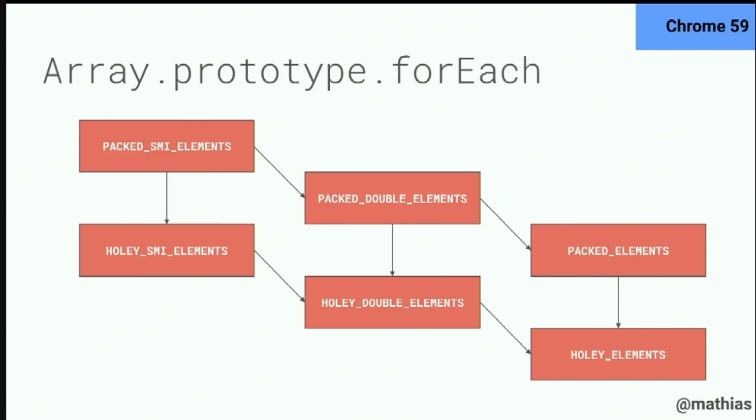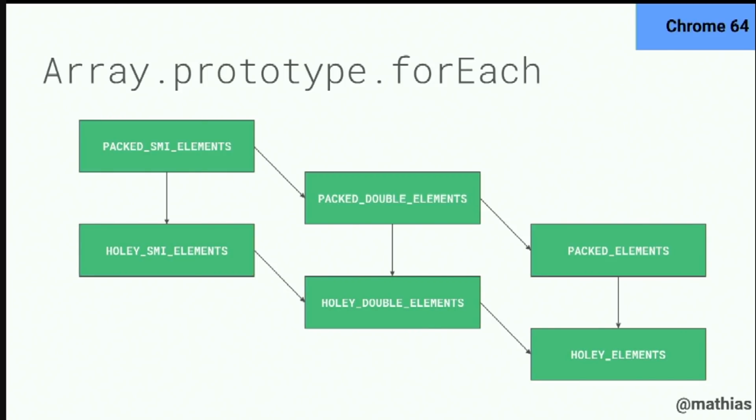Now, this example is from Chrome 59. As you can see, we had implemented this elements kind infrastructure, but Chrome 59 happened to be when we launched an entirely new pipeline in V8. So at that time, we didn't actually use the information to optimize Array.prototype.forEach specifically. But by the time Chrome 61 came out, we had already optimized forEach in TurboFan, our new optimizing compiler, for all packed elements kinds.